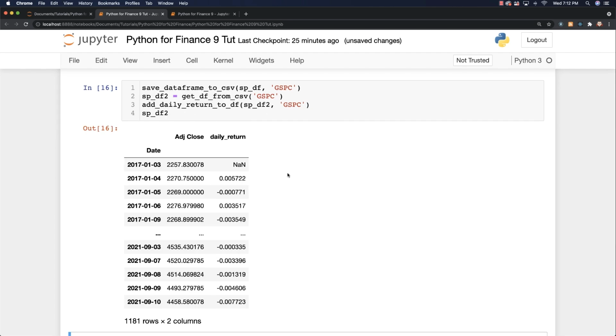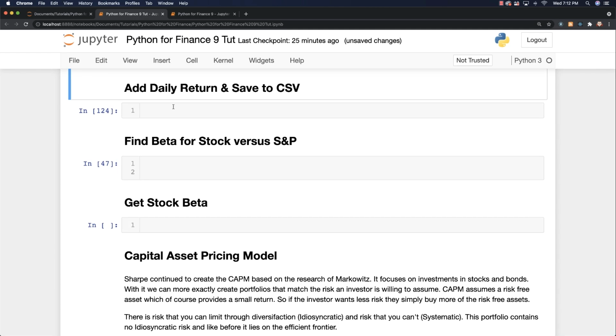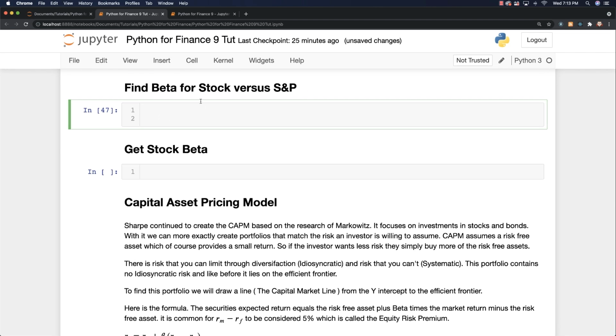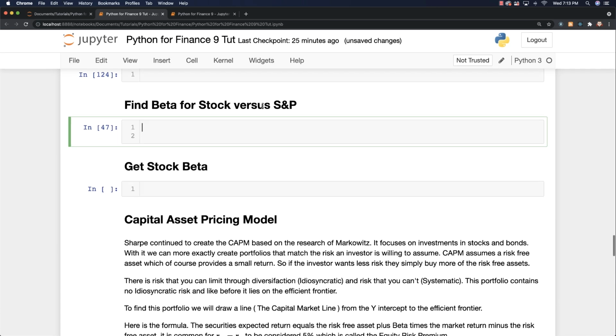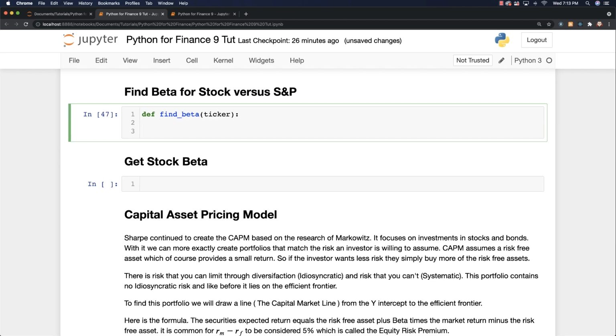Okay, so now we got all of that information on the S&P 500. So let's continue on. We already added the daily return and saved to my comma separated value file. And now what I want to do is I want to create a function that is going to find beta. And that is comparing this security to the S&P 500 data.